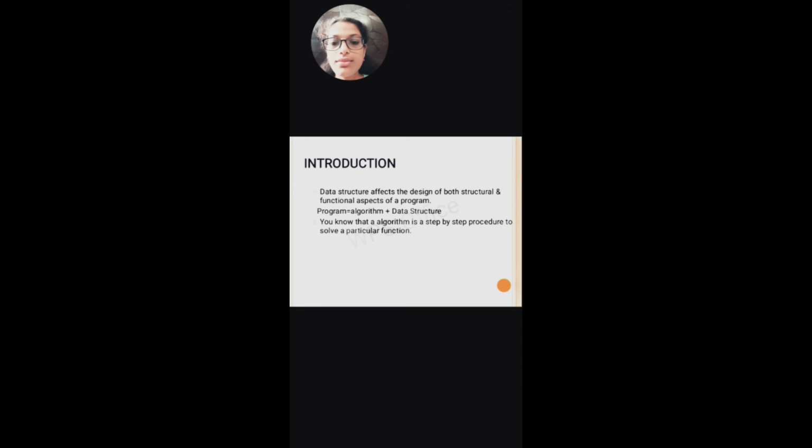Introduction. Data structures affect the design of both structural and functional aspects of a program. Program equals algorithm plus data structure. You know that an algorithm is a step-by-step procedure to solve a particular function.